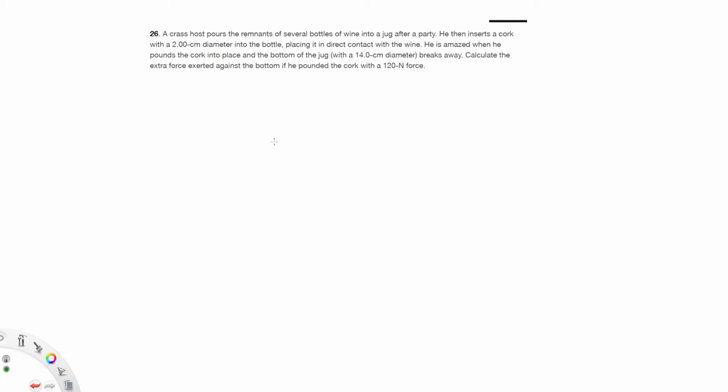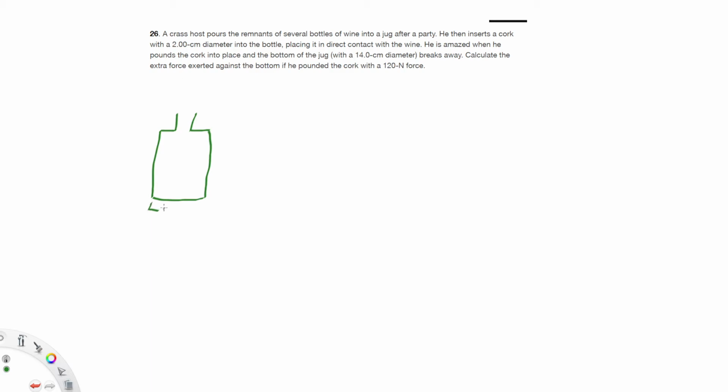So a cork with a 2 centimeter diameter goes into the bottle, and then he breaks the bottom of his bottle. So what's happening here? Do you want to go over it? I mean, I just need to know why they're equal. That's okay. Yusuf wants you to go over it. So it sounds like you have a pretty good idea of this. You want to start us off?